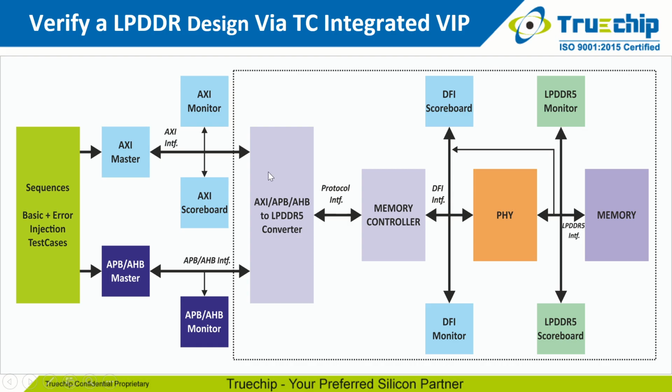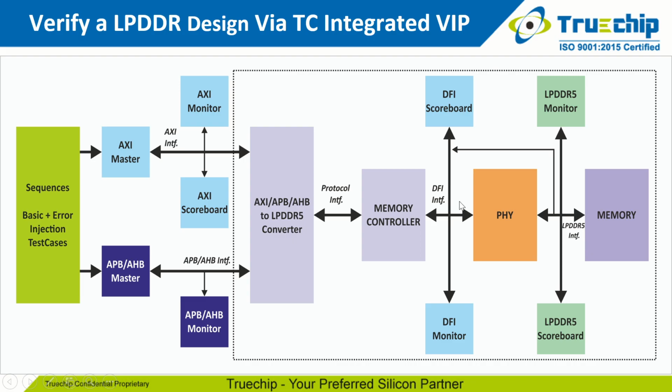Once the transaction is received by the AXI AHB APB converter, it will convert the transaction into LPDDR5 form, which is light purple color, through which the transaction is transferred to the memory controller, which is also in light purple color, via protocol interface. Through the memory controller, transaction will go further to DFI5 through DFI interface, and from the DFI5 transaction will go further to memory, or we can say LPDDR5 memory, via LPDDR5 interface.